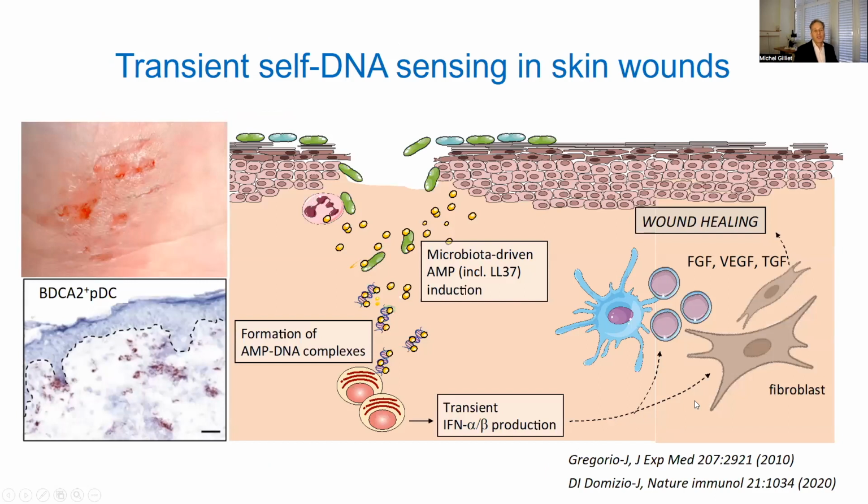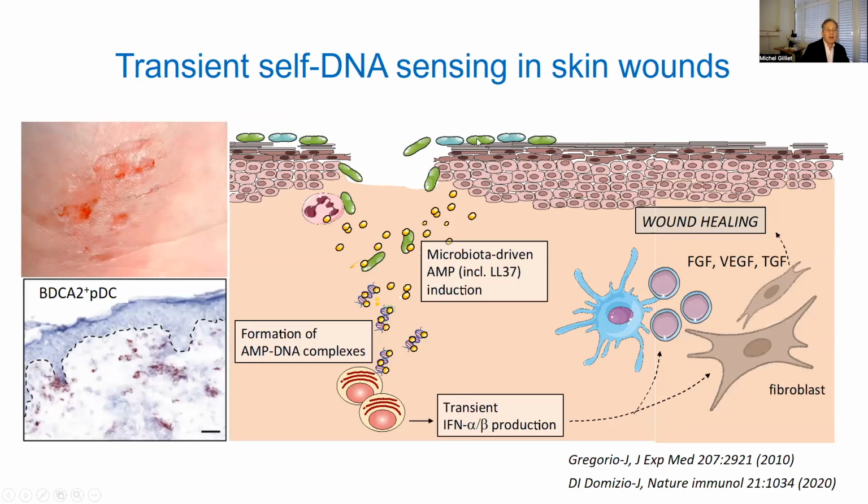So a third condition in which we can find PDCs in the skin are skin wounds. Here I show you skin wounds. Upon wounding, we have a very rapid PDC infiltration, which, however, in contrast to psoriasis and lupus, is very transient. We found the mechanism.